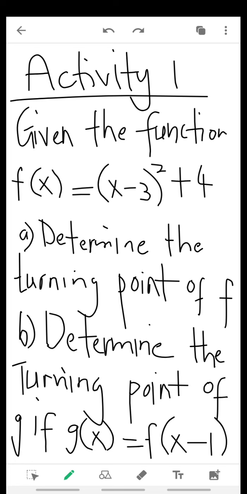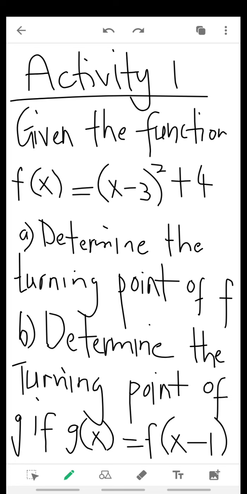Now let's look at activity number 1 and see if we are able to apply the theory. Given the function f of x equals (x minus 3) all squared plus 4, remember from the other sessions I said, when you equate this part to 0 and solve for x, then you are getting the x value of the turning point, but automatically we also have the y value of the turning point, so it means 3 and 4 will be the coordinates of the turning point of f in this case, and I think I've answered A. Determine the turning point of f. It will be (3; 4).